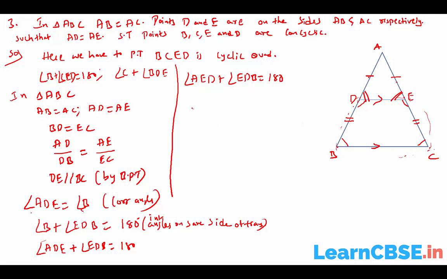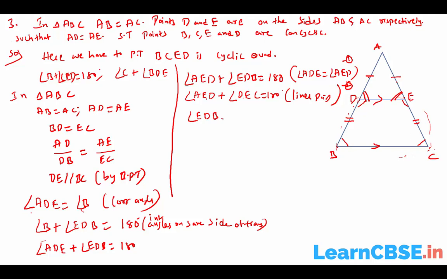Now angle AED plus angle DEC is also 180, linear pair. Here angle ADE equals angle AED. Now from these two equations, this angle is equal, so obviously this angle must be equal. So from 1 and 2, angle EDB equals angle DEC.